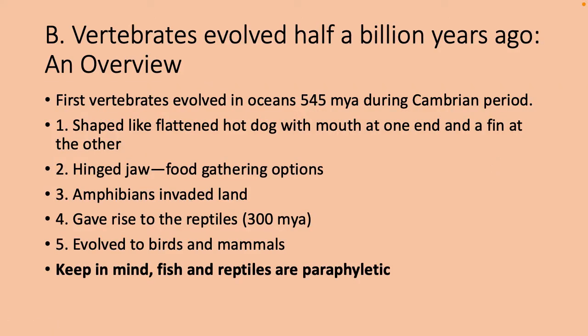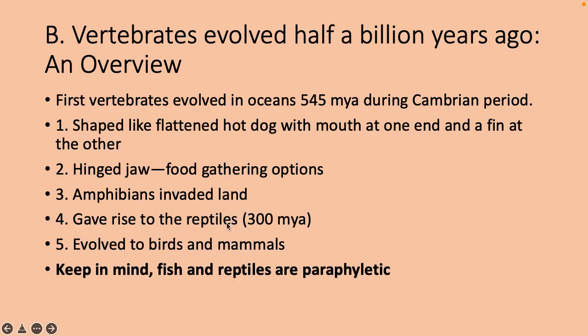So the first vertebrates evolved during the Cambrian period. Probably shaped like a flattened hot dog with a mouth at one end and a fin at the other. And then we started to see jaws develop. And so now we have diverse food gathering options. Then our amphibians invaded the land, which gave rise to our reptiles. And then from the reptiles, birds evolved, as well as mammals.